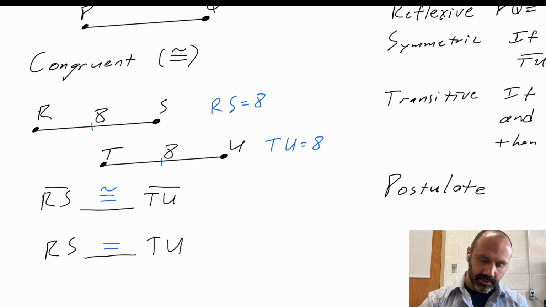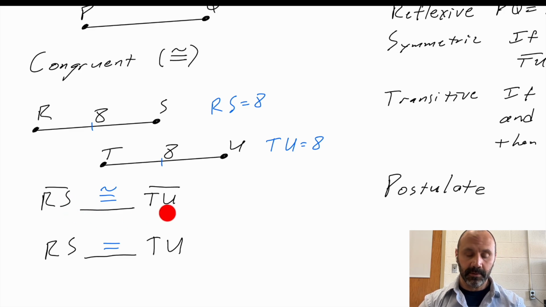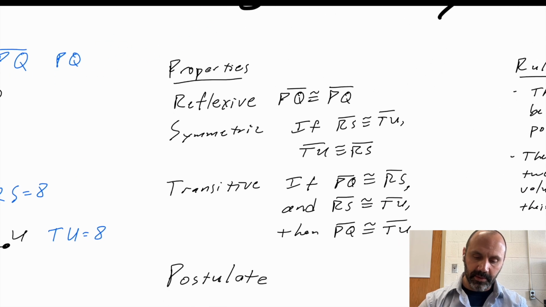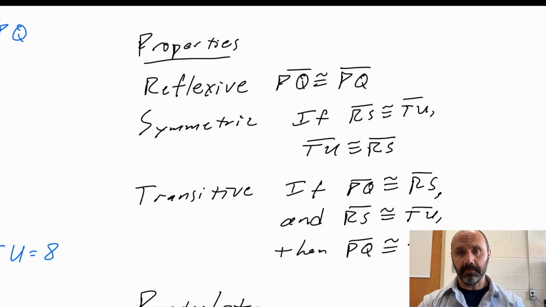When you're reading this, don't just say RS is congruent to TU. Think segment RS is congruent to segment TU. The length of segment RS equals the length of segment TU. The better you use the vocabulary in your head, the easier it's going to be for you to understand all this stuff. Okay, there are also some properties. You've seen properties of equality. Now we're looking at properties of congruence.